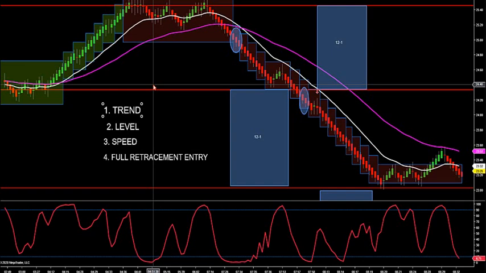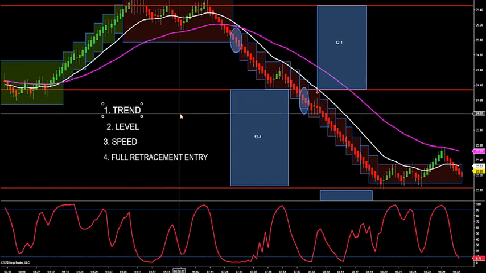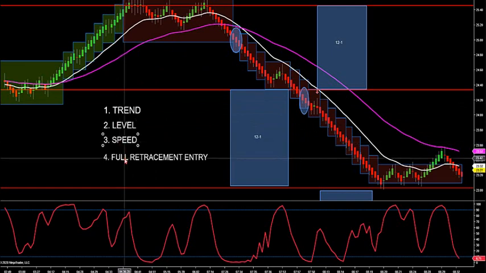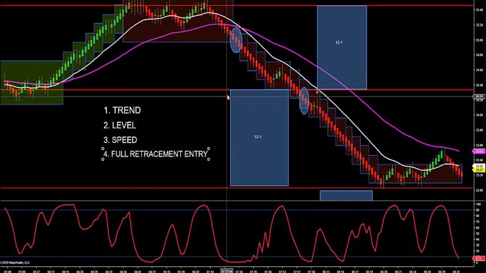Execute levels. Levels are created with accumulation distribution. It's created with order flow. It's the footprint of the market. That has nothing to do with me and you. It's actually money's coming in and out of the market creating these levels on the previous days. That's called supply demand.